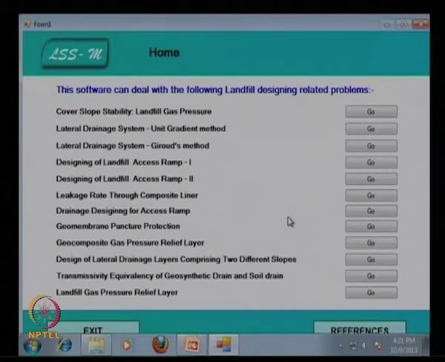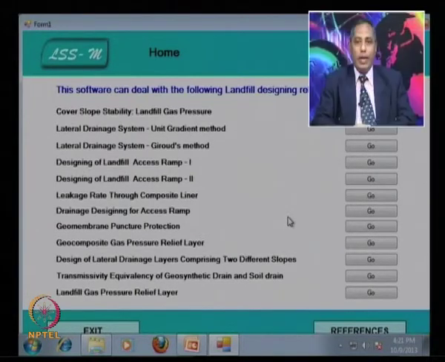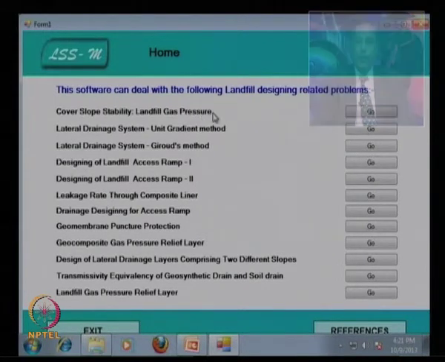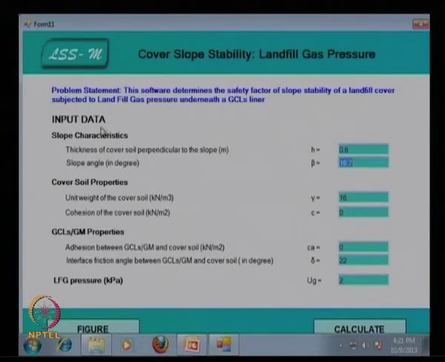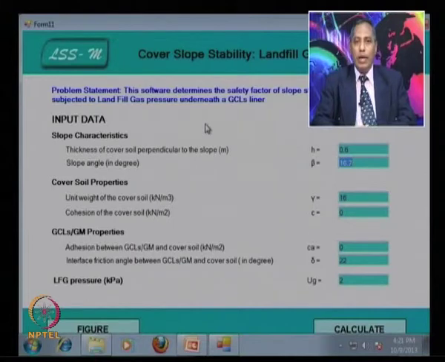this software also deals with the following landfill design related problem: cover soil slope stability under landfill gas pressure. If there is a development of gas pressure, then for this problem statement the software also determines the safety factor of the slope stability of the landfill cover subjected to landfill gas pressure, which undermines the geosynthetic clay liner.